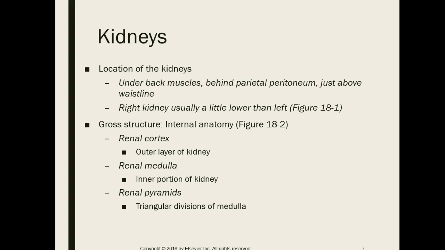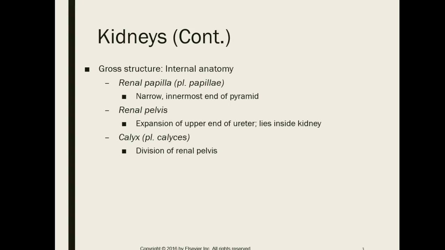The first one is the renal cortex, which is the outer layer of the kidney. The inner portion is going to be called the renal medulla, and that is composed of the renal pyramids, which are triangular divisions of the medulla. Then we have the renal papilla, which are the narrow innermost end of the pyramid.